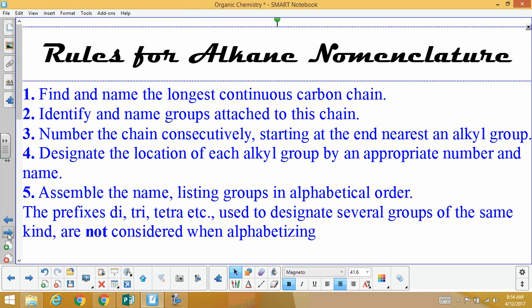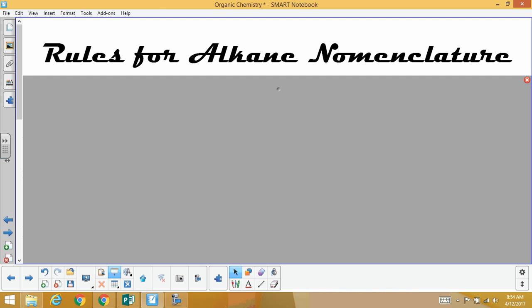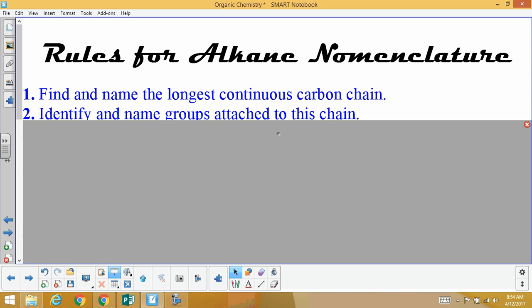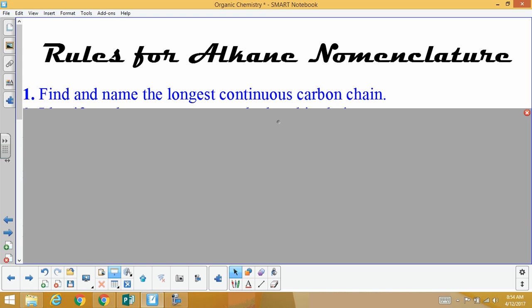So I want you to take time, pause this, and please write down these rules for naming alkanes. Excellent. Now that we're back, we can talk about this very specifically and go step by step. First thing, you're counting. And this is the biggest counting you have to do in this whole unit. Find and name the longest continuous chain.